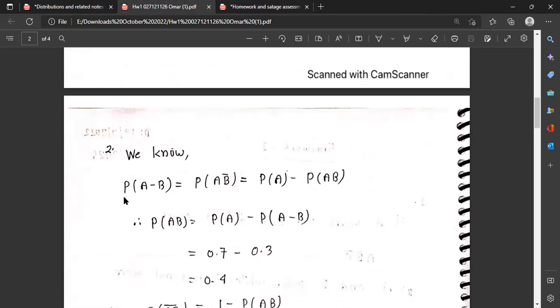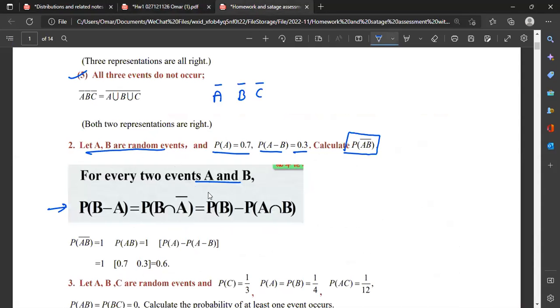The formula is probability of A minus B. That can also be written this way: probability of A B bar. So you just write down this minus sign here. So it will be probability of A, then minus their intersection, that means probability of A and B. In the question, we have to find probability of A B inverse, right?